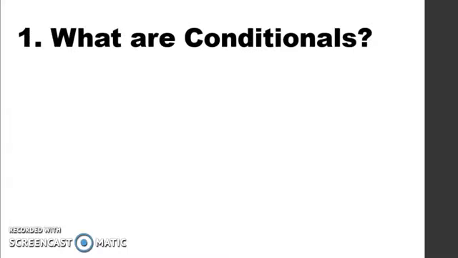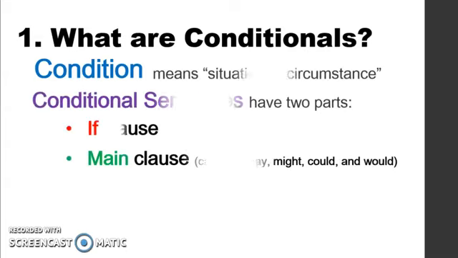What are conditionals? Or what are the structures in English that are called conditionals? Conditional sentences is from the word itself, condition. When we say condition, it means a situation or a circumstance. Now, if we use this definition, then in a conditional sentence, there are two or more situations happening in a sentence, okay? Now, conditional sentences have two parts.